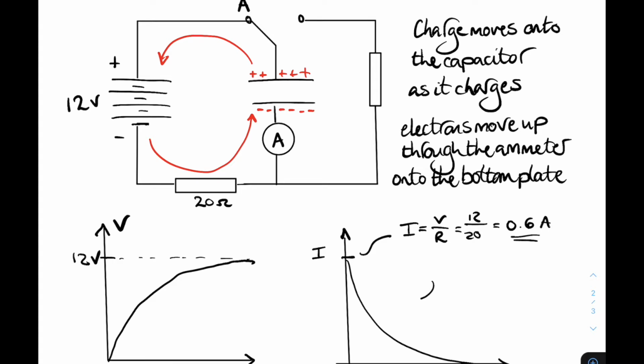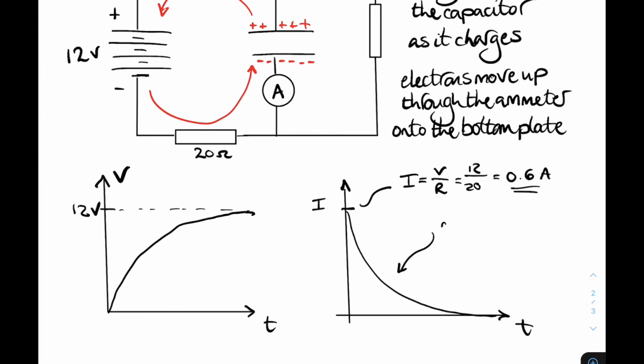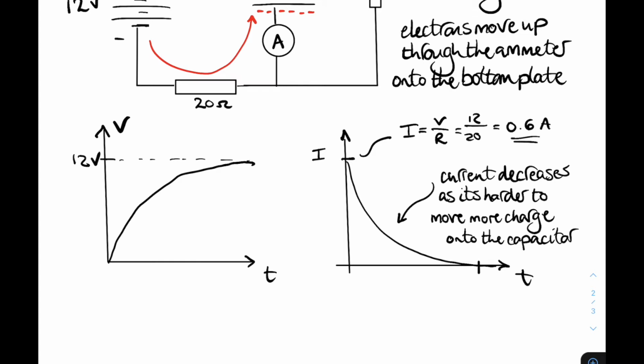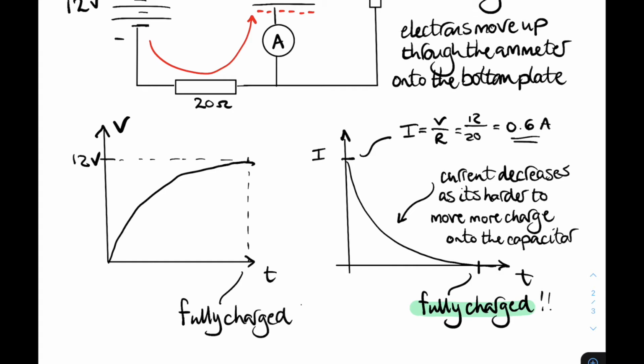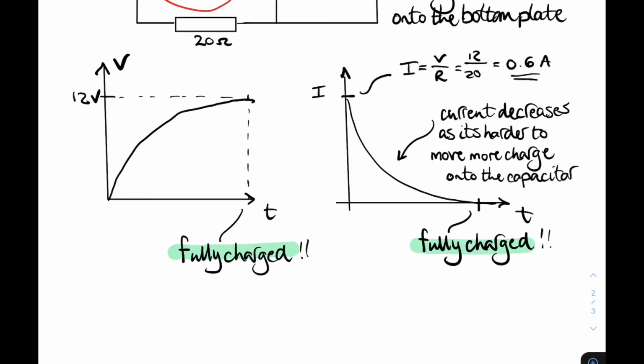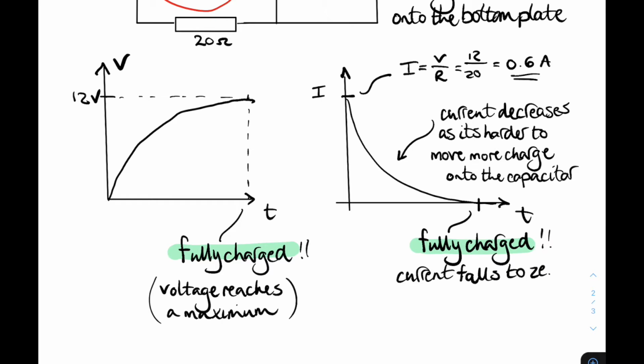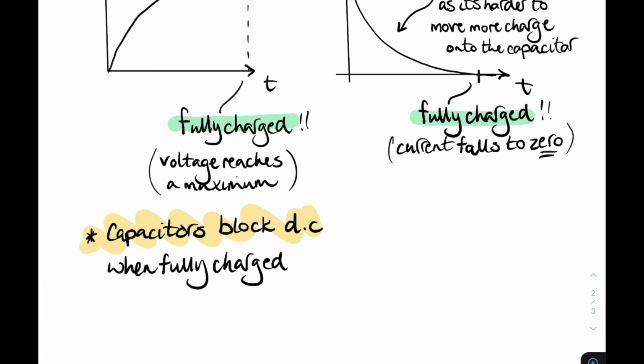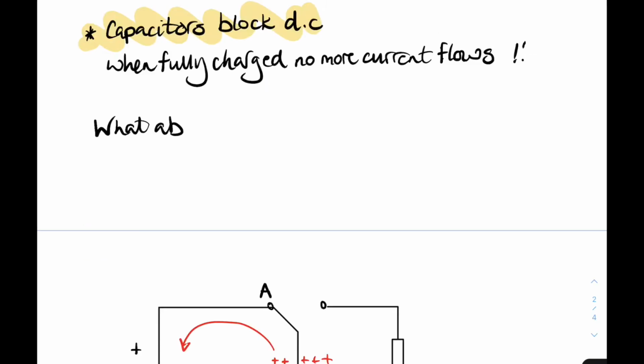Then as the capacitor fills up, that current will decrease, because as charge builds up on the capacitor, it becomes harder to move more charge onto the plates. So your current eventually will decrease to zero when it's fully charged. So fully charged, the voltage reaches a maximum equal to the supply voltage, and when fully charged, your current falls to zero. So when a capacitor is fully charged, no more current flows. It's a bit like when your mobile phone is fully charged, there's no more current flows onto it. So capacitors will block the flow of DC when the capacitor is fully charged.